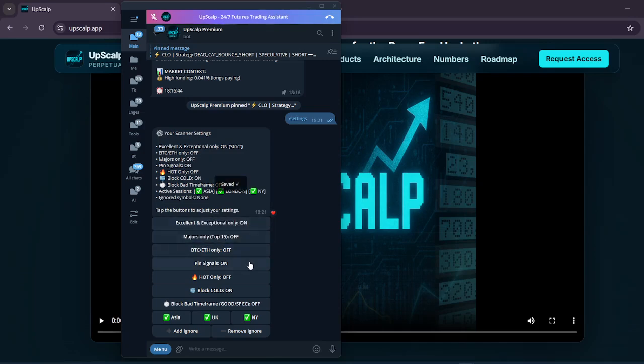I like the signals to be pinned at the top, just so I can scan through them. I can click here and go through each pin, but some people don't like that, so you can turn them off if you want.